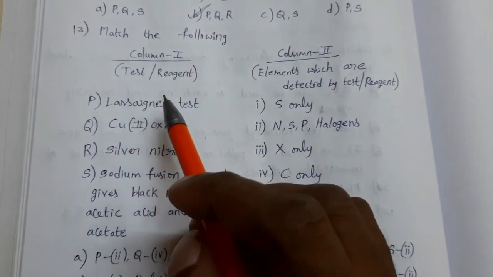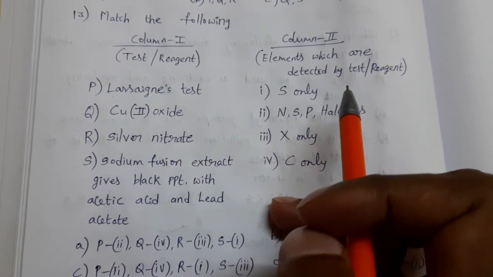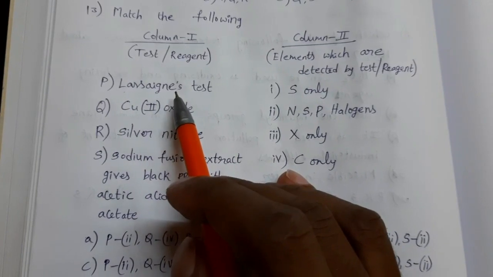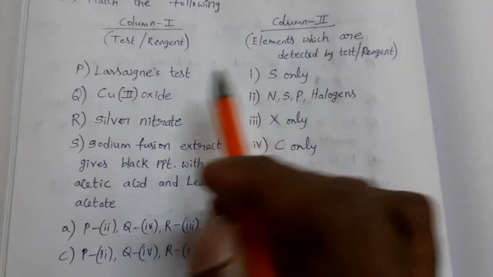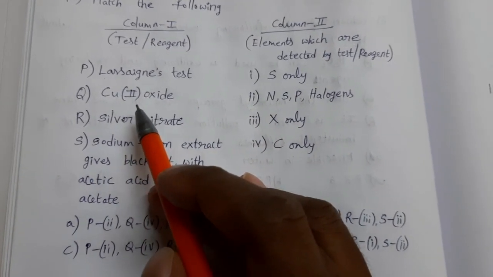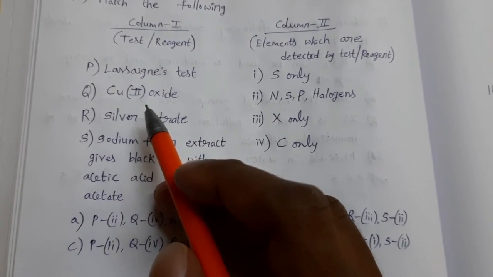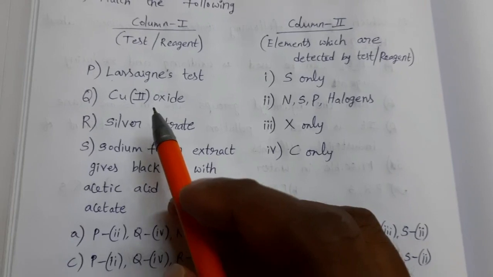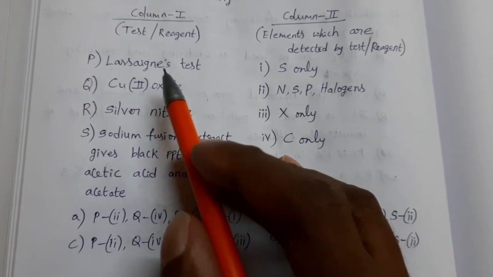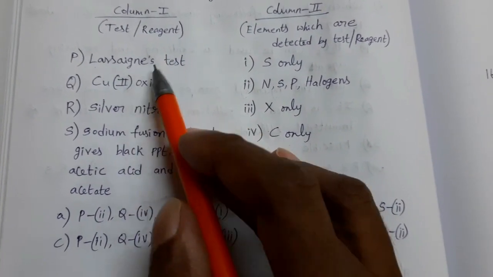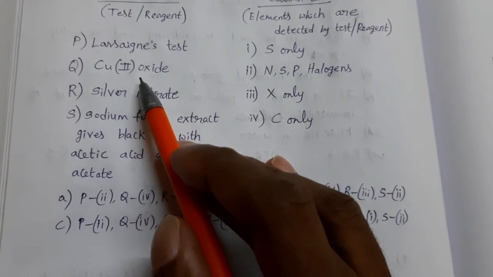Match the following reagent and elements which are detected by that reagent. Here, Lassaigne's test is used for the detection of nitrogen, sulfur, phosphorus, and halogens, and copper(II) oxide is used for the detection of carbon and hydrogen elements present in the given compound. So, if the given compound is treated with this compound, then we can identify carbon and hydrogen. So, Lassaigne's test suits option P2. And copper(II) oxide is used for the detection of carbon and hydrogen.